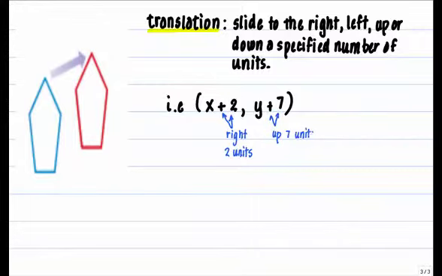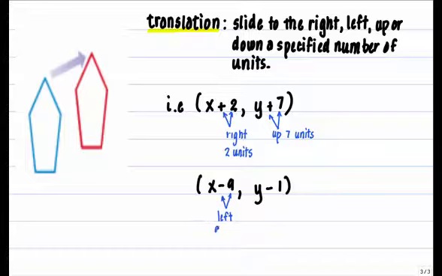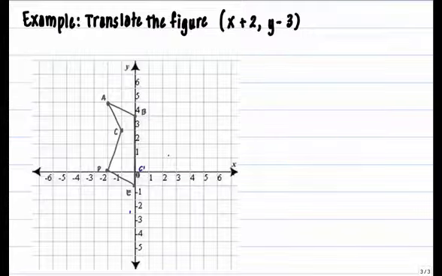X minus 9, comma, y minus 1 means that I'll move my original figure 9 units to the left and 1 unit down. Translate this figure: x plus 2, comma, y minus 3. The plus 2 next to the x means that I'm going to shift this entire figure 2 units to the right. The y minus 3 means I'm also going to shift it 3 units down.